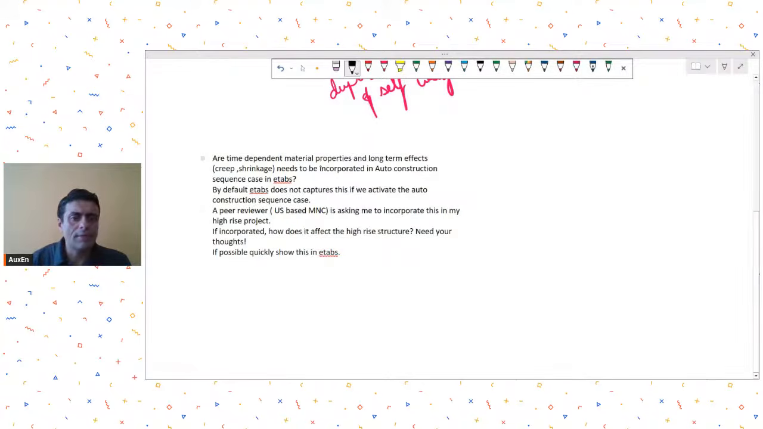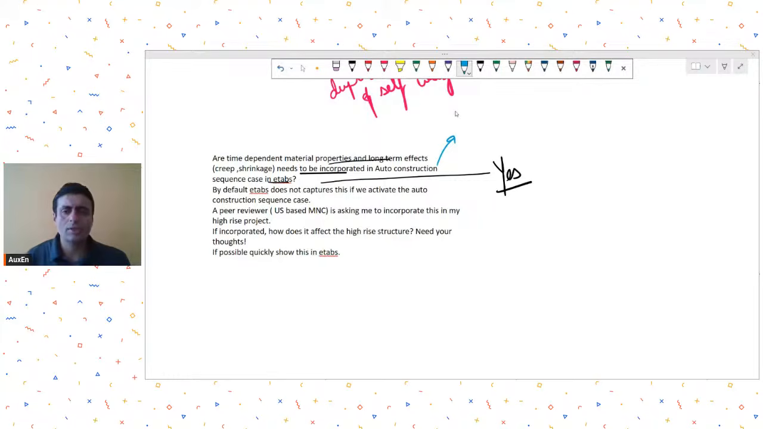are time dependent material properties and long term effects needed to be incorporated in auto construction sequence case in ETABS? Yes, they need to be incorporated. If you are doing auto construction sequence and working for a long time period, I'm talking more about multi-story structures, high rises or tall buildings, 60, 70, 80 floors, then it takes 1 year, 2 years, 2.5 years just to construct all these stories, isn't it?